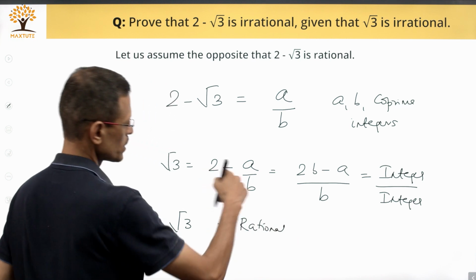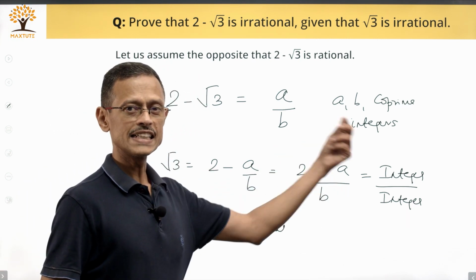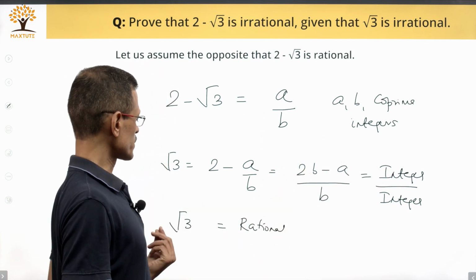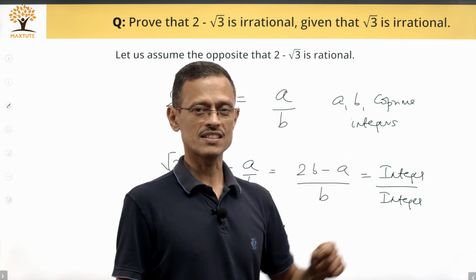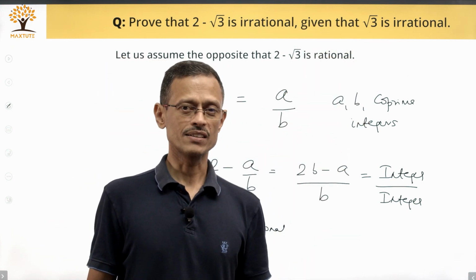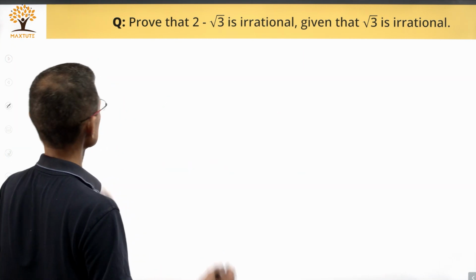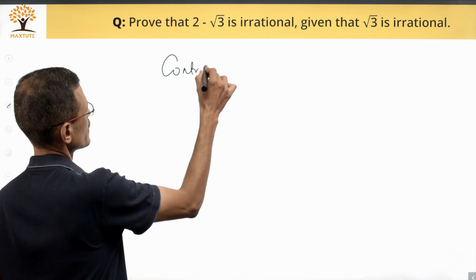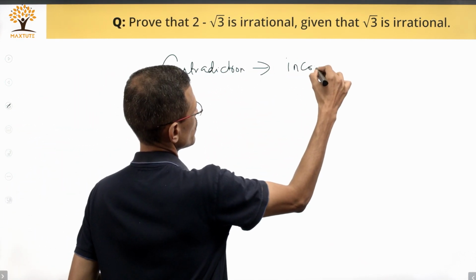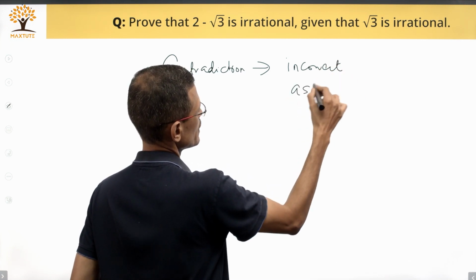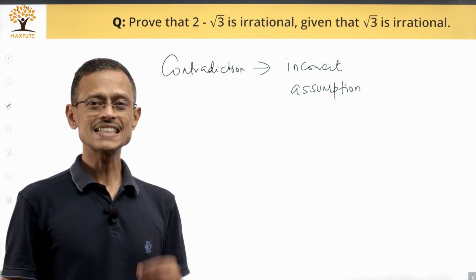Root 3 is equal to 2b minus a by b. We know 2b minus a is an integer, b is an integer, and an integer by an integer is a rational number. It pans out that root 3 is a rational number. But what do we know already even before the question says it? We know that root 3 is irrational, whereas what we have ended up getting is that root 3 is rational. Why is there this contradiction? This contradiction is because of the incorrect assumption that we have made. What is the incorrect assumption? We assumed that 2 minus root 3 is rational.